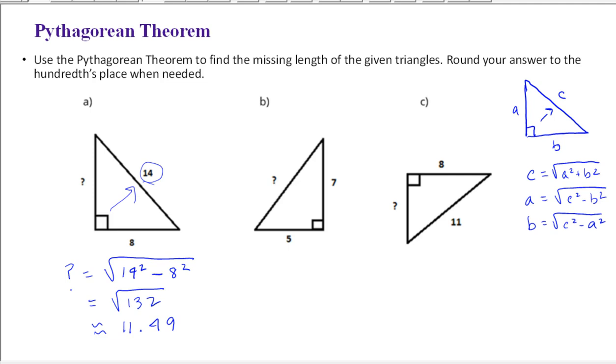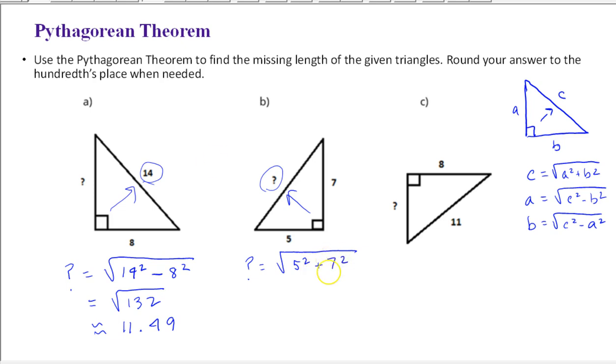Let's look at the next one. So first I'm going to locate the hypotenuse. Here's my right angle. Opposite my hypotenuse is a question mark. So that means we're solving for the hypotenuse. The legs are 5 and 7. So we use this formula here, which basically means we're taking the square root of the sum of the legs squared. So we're going to take each of the leg values, square them, and add them together.